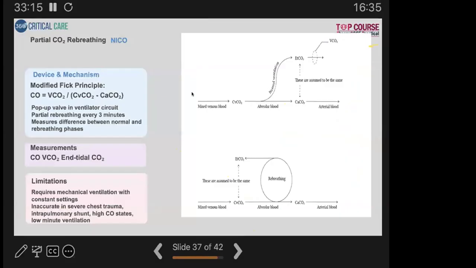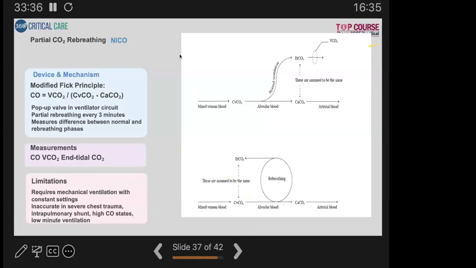Coming on to the next non-invasive method, which is the partial carbon dioxide rebreathing method, NICO. I have not seen it; I only read it through theory. The main concept here is that we are using a modified Fick principle where you use carbon dioxide for measurement. Like in the pulmonary artery catheter, we are using oxygen; here we are using carbon dioxide.